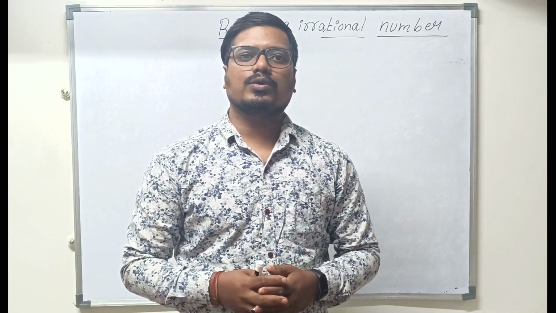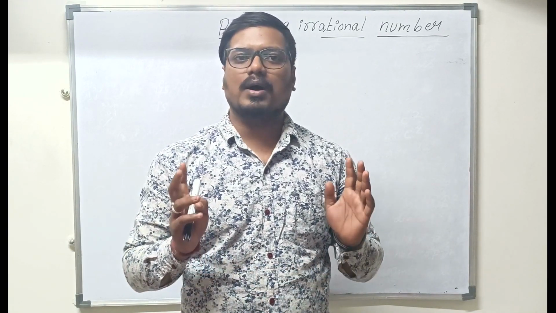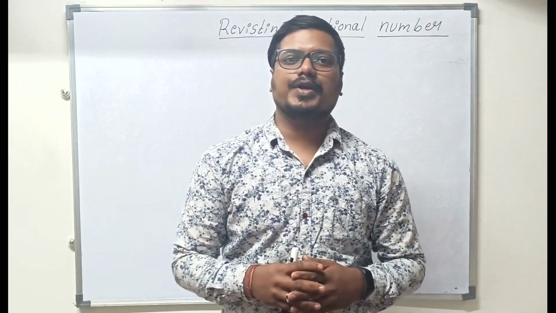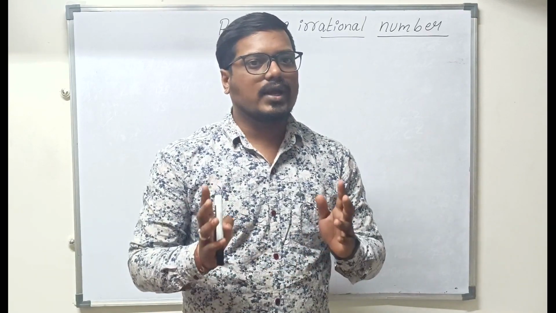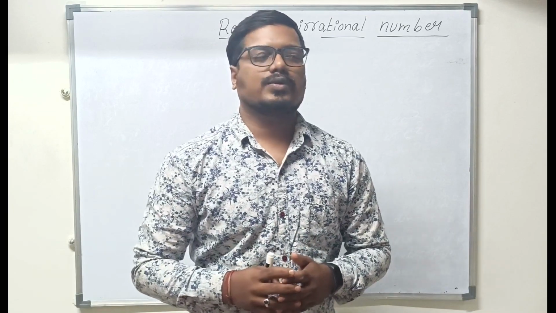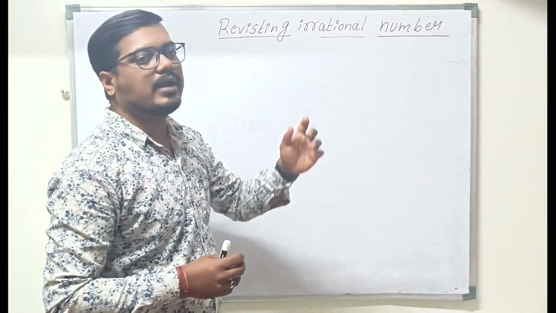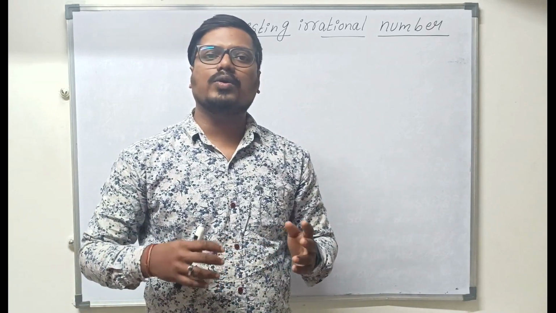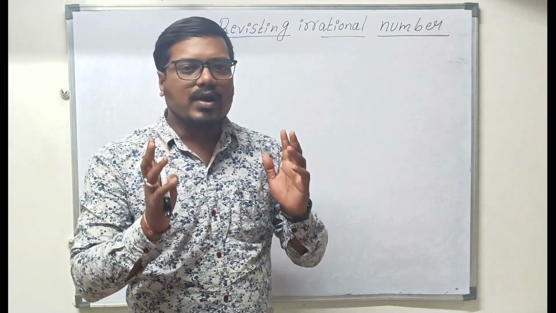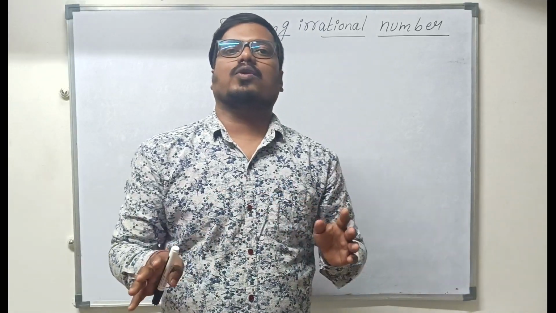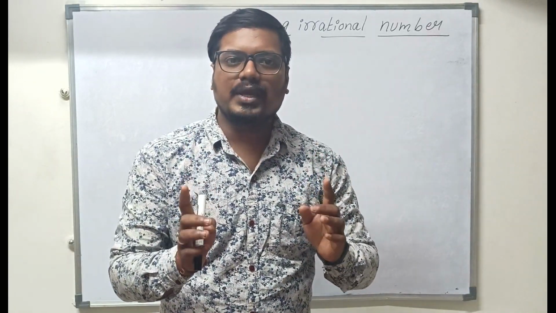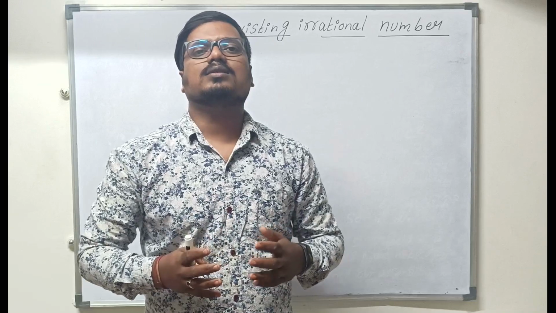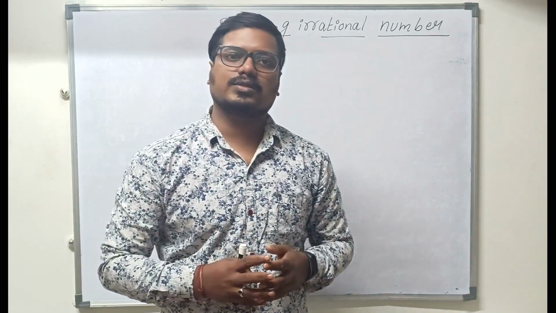In the previous video, you went through real numbers part 1. In today's video, we're going to learn about real numbers part 2, which is about revisiting irrational numbers. So let us see what we're going to learn about irrational numbers. An irrational number is a number which cannot be written in the form of p by q. Now let us see how to prove that a number is irrational.